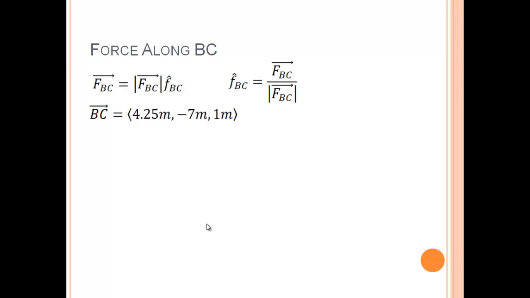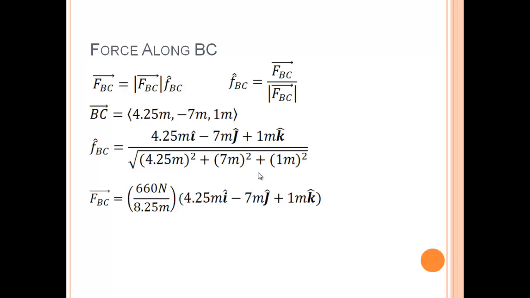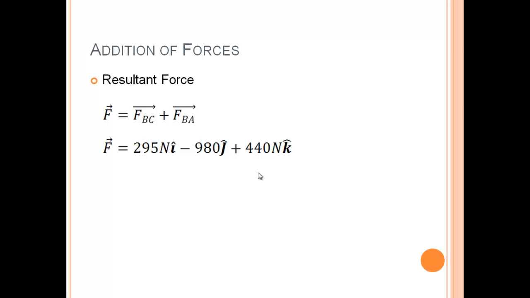We now find the force along BC through a similar method. Again, the vector is obtained by subtracting point C from point B. Multiplying the magnitude by the unit vector, we now obtain the force vector from B to C as 340 newtons in the I-hat direction and negative 560 newtons in the J-hat direction, as well as 80 newtons in the K-hat. The resultant force is now given by the sum of the force from B to C and the force from B to A.